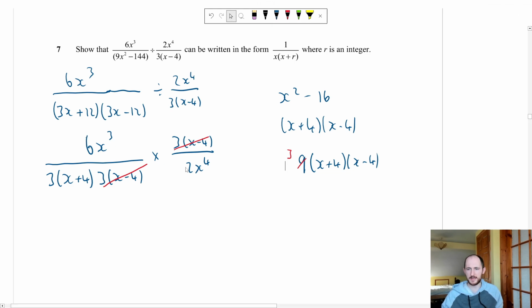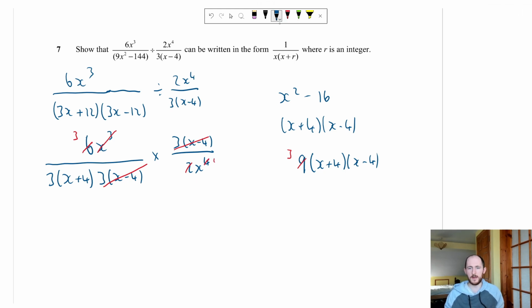Now, what about cross-cancelling here? Well, the 6 and the 2, what's the biggest thing I can divide from both of them? I can divide them both by 2. So I'm going to change that 6 divided by 2, make it 3. That 2 goes away. What about x cubed and x to the 4? The biggest thing I can divide them by is x cubed. So that goes away completely, and that just becomes x to the power of 1.